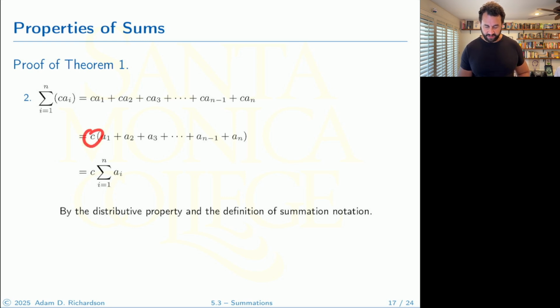Well, we factored c out, and now we're left with this. C times a1 plus a2 plus a3 plus dot dot dot plus a(n-1) plus an. And now we're just going to write this in sigma notation, and we're done. There it is. So this is equal to this. Okay, now the last one.